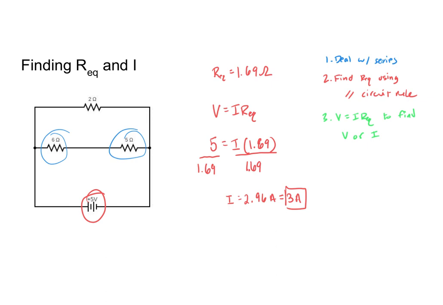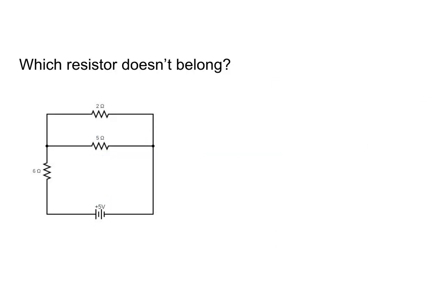Let's look at the second kind of circuit I might ask you about. So like before, what I'm going to do is ask you to take a look at the circuit, pause the video, and decide which of my 3 resistors doesn't belong. The 2 ohm resistor, the 5 ohm resistor, or the 6 ohm resistor. Pause the video, think about it, and restart when you feel like you have an answer.